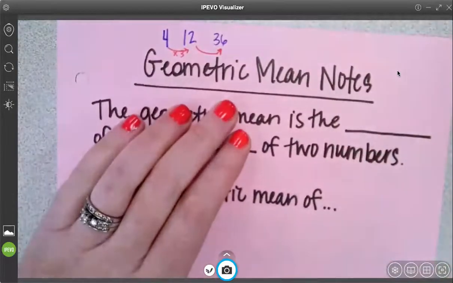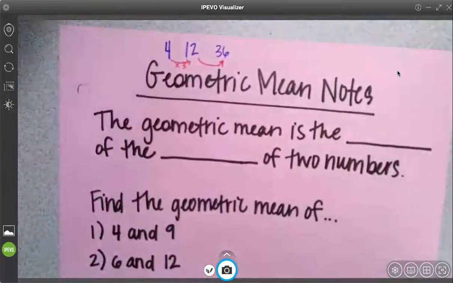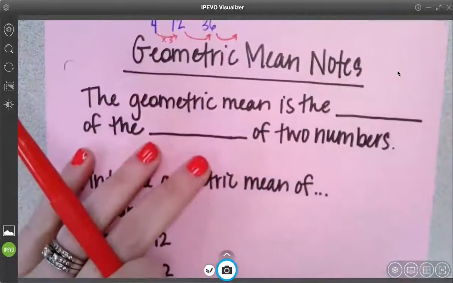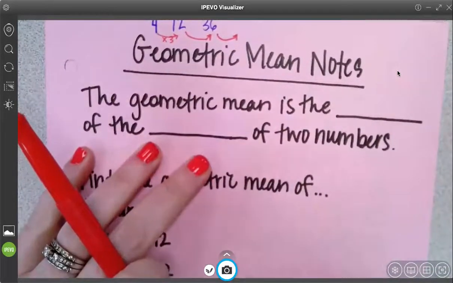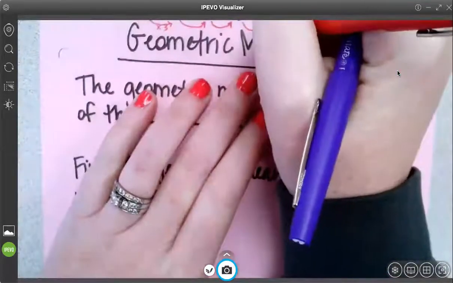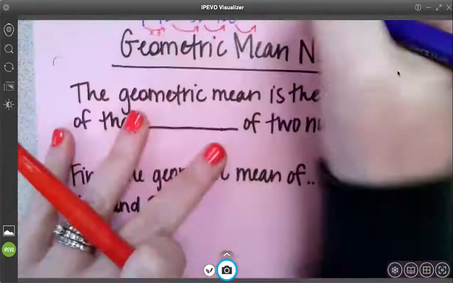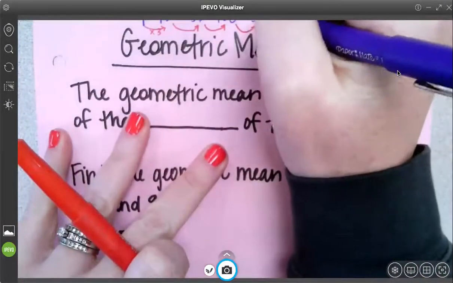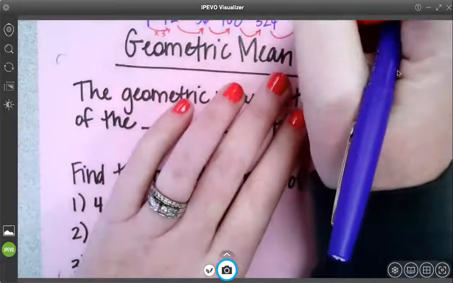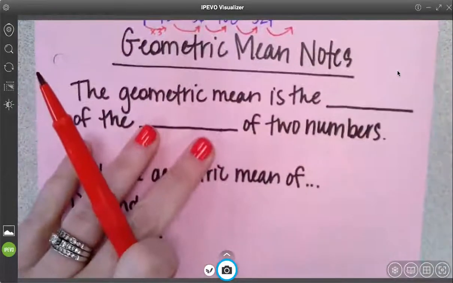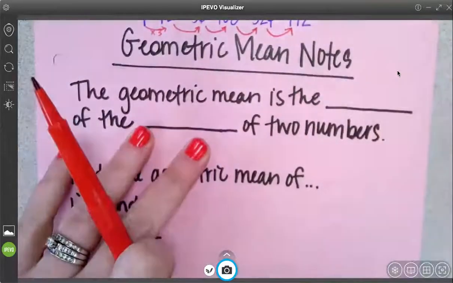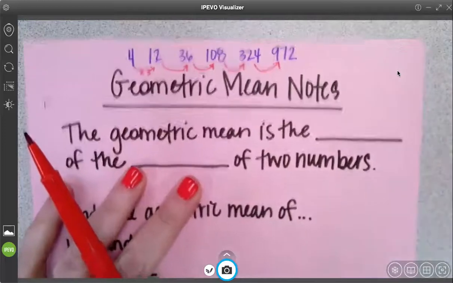And then I'm going to take that 36, oops, and I'm going to sling my pen. I'm going to take that 36 and multiply times 3 again, and that's going to give me 108. And we could keep going with this. Let's just do a couple more. 108 times 3 is 324. And then 324 times 3, this will be our last one, is 972.